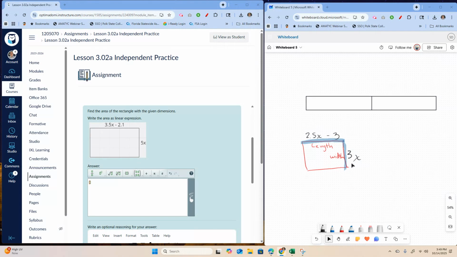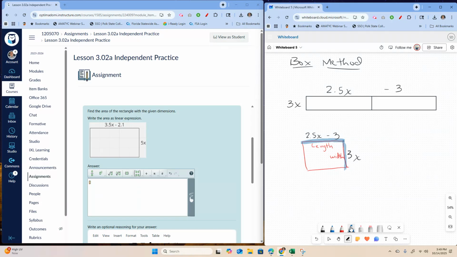Now here I'm multiplying a monomial, that's the 3x. And what I'm going to do is use something called the box method to help you figure out how you multiply this, okay? So the 3x, I'm going to put here on the side. And the 2.5x, I'm going to put here in the first box. And the minus 3, I'm going to put in the second box.